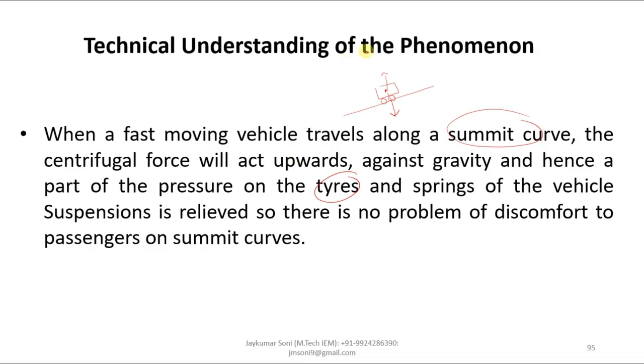So this was the technical understanding of the phenomenon, that when a fast moving vehicle travels along the summit curve, the centrifugal force will act in the opposite direction of the gravity, and a part of the pressure on the tires and springs of the vehicle suspension is relieved. So there is no problem of discomfort on the summit curves which is faced by the passengers. So this is how the technical understanding of the phenomenon can be understood. So this was all about the summit curve and its technical understanding.